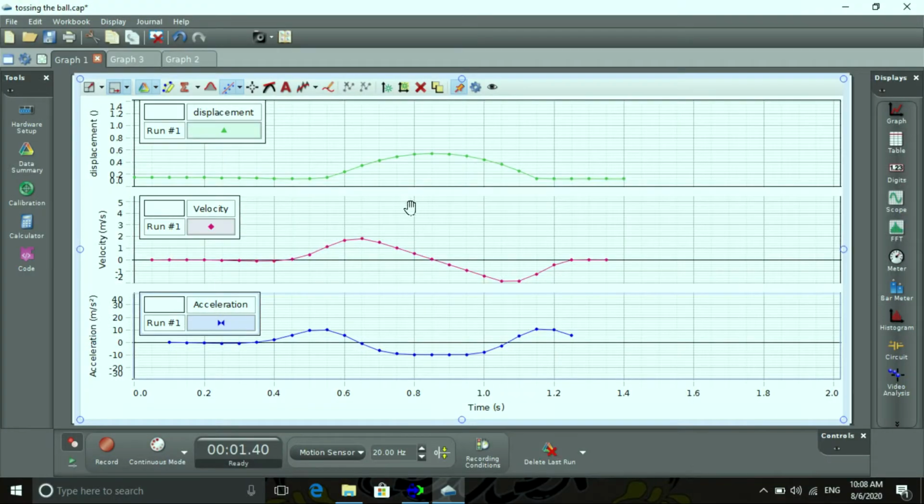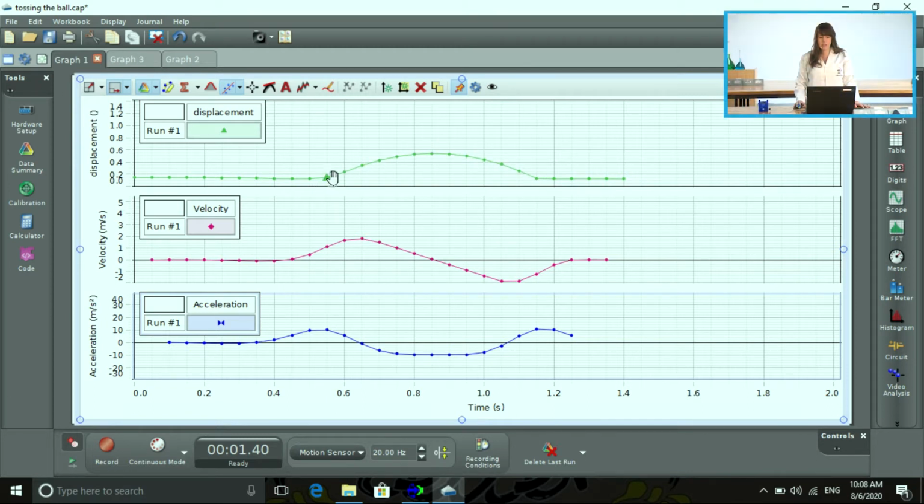Okay, so we can see nicely here that our displacement time graph, we got a nice curve. Notice that although the graph is curved, the ball went straight up and straight down. It didn't curve its motion. The x-axis is displaying time, so time has gone up as the displacement changed, and that's why we get that curve.